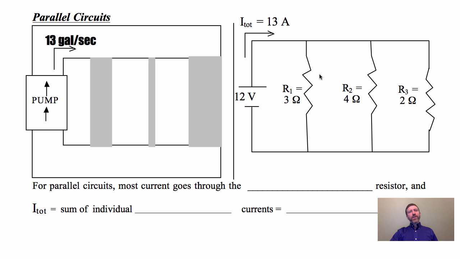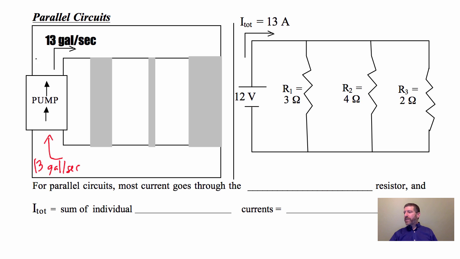Now let's take a look at currents in parallel circuits. So what I've got here is a pump, 13 gallons per second coming out of this pump. Of course, that means that 13 gallons per second has to be going back into this thing. 13 gallons per second coming out, 13 gallons per second going in. That could be considered like the total current or the current through the power supply.